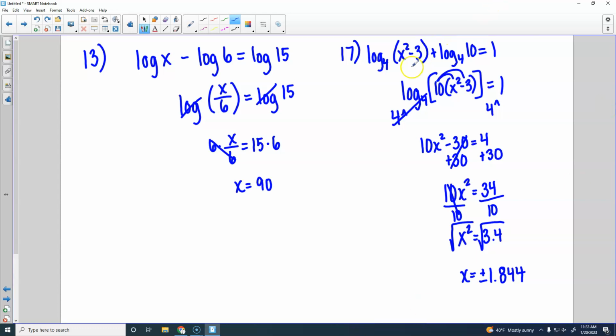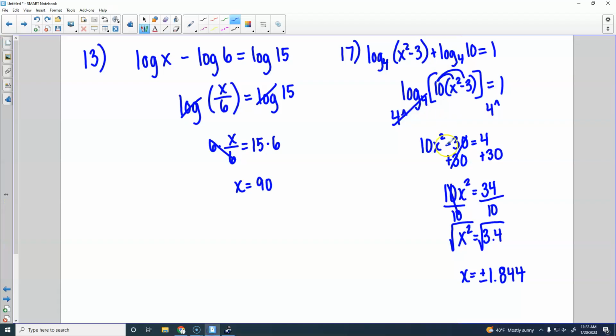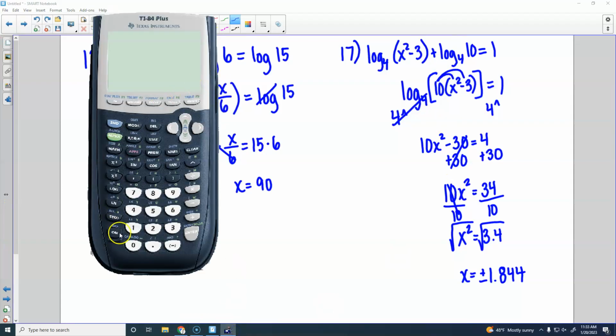So if I go back to the original problem, this x squared minus 3 has to be positive. So if I plug in 1.844, I might actually need to check that. Let me pull my calculator up so you guys can see what I'm doing here instead of using this one. I need to make sure I'm getting a positive number here. So 1.844 squared minus 3 is going to give us 0.400336. That is positive, so we're good.